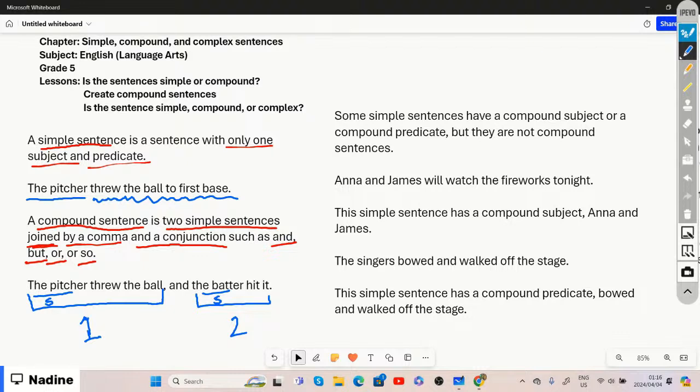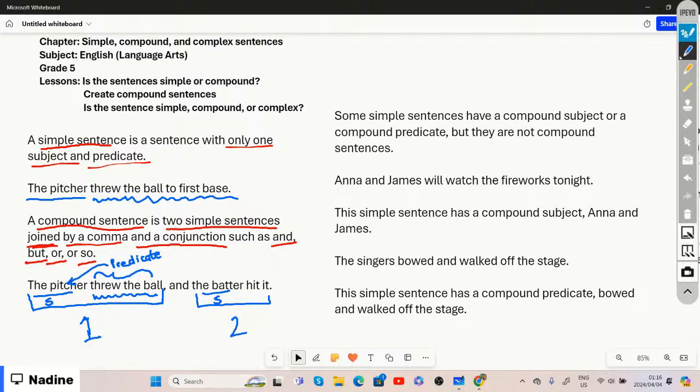So now we have identified the subject already. Now we need to say what the subject does or what the subject did. In the first sentence, the subject is the pitcher, but now we need to say what the pitcher did. So what did the pitcher do? The pitcher threw the ball. So threw the ball is our predicate, and that is the part of the sentence that shows us the action that the subject did.